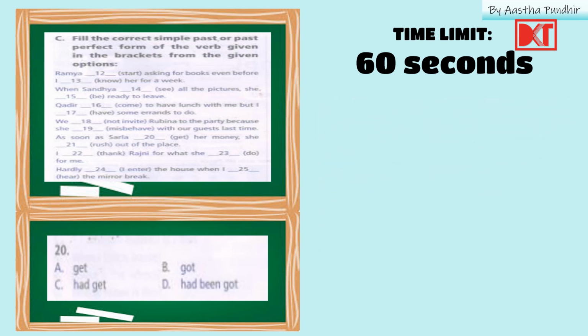Okay, next. As soon as Sarla dashed her money, she dashed out of the place. So as soon as Sarla: get, got, had get, or had been got. So here again simple past. As soon as Sarla got her money, she dashed out of the place. Let's see the next one in the next question.